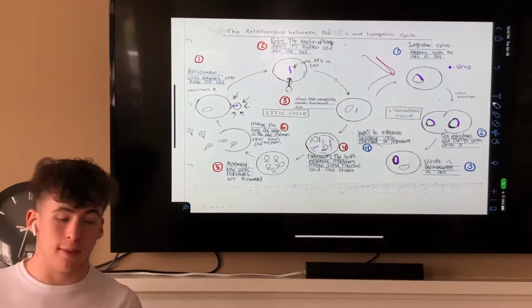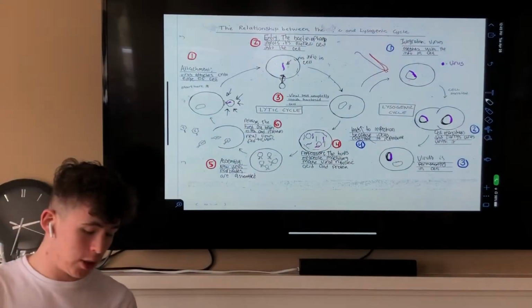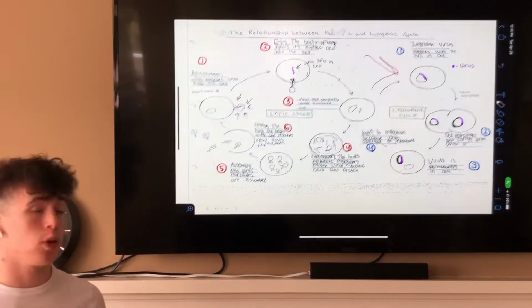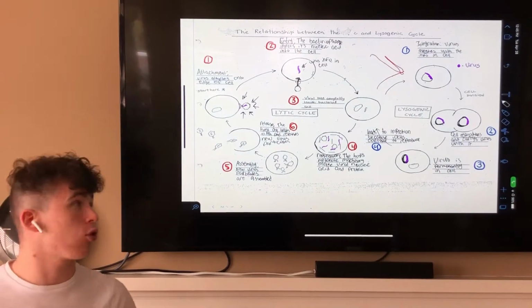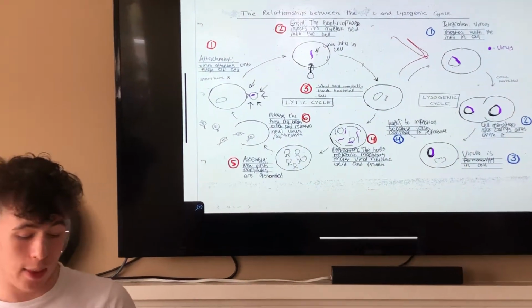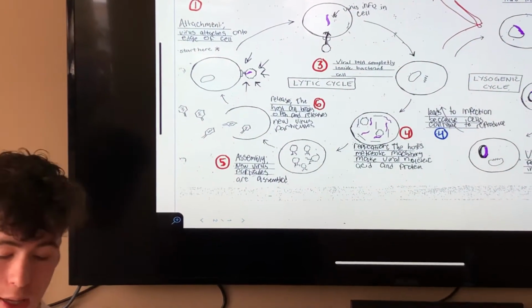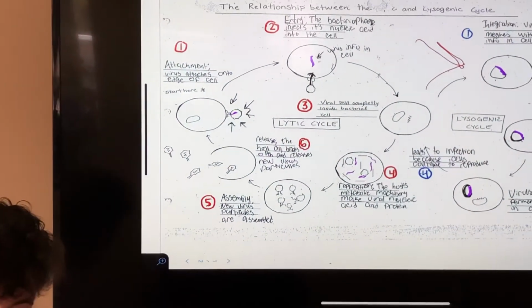So on the left here, we have the lytic cycle, starting over here with the attachment phase. In the attachment phase, the virus and its legs are going to clack on to the outside of the cell and get ready to insert its DNA or information into said cell.